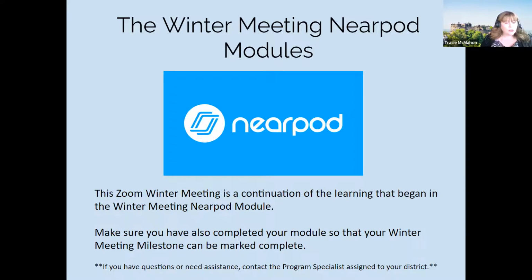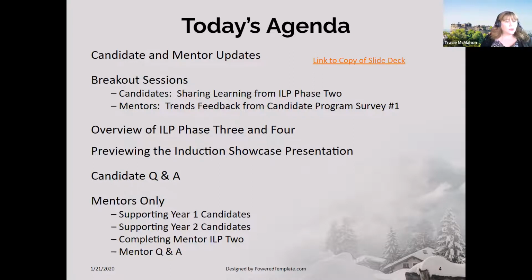So today's agenda. We're starting with our candidate and mentor updates. And Jason, would you please drop a link if you haven't already to the slide deck today? You'll have access to this slide deck, and the slide deck will have a lot of resources that'll be easy for you to go back to as the year progresses, as opposed to maybe going into the program guide. So if you want to take a copy of that, you're welcome to do that. As we mentioned about three weeks ago, at the beginning of the winter meeting opening, we are having a breakout session where candidates will share their learning from ILP Phase 2. And during that time, we'll keep the mentors with us. I'll go over that in just a moment.